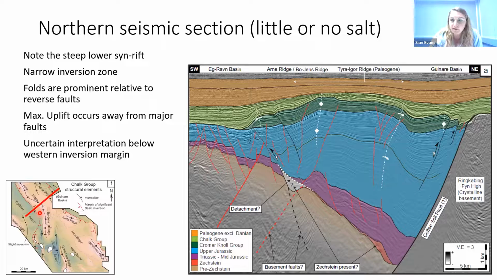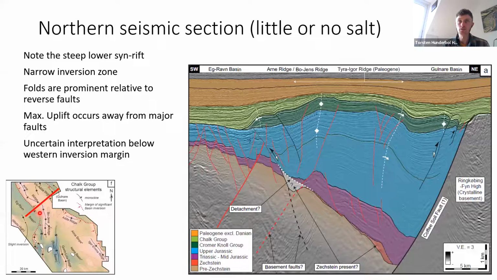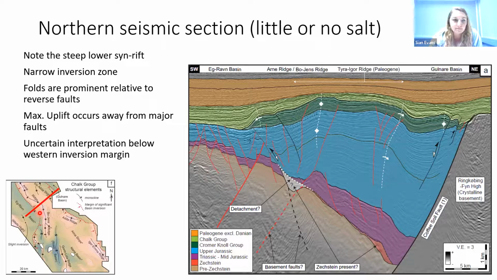But strike slip certainly has a long tradition. There's a long tradition of interpreting strike slip structures in the North Sea, and I don't know if it's completely irrelevant, but yeah, good question. There's probably some component of that there.